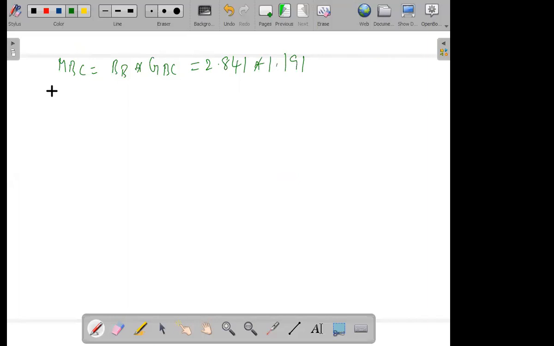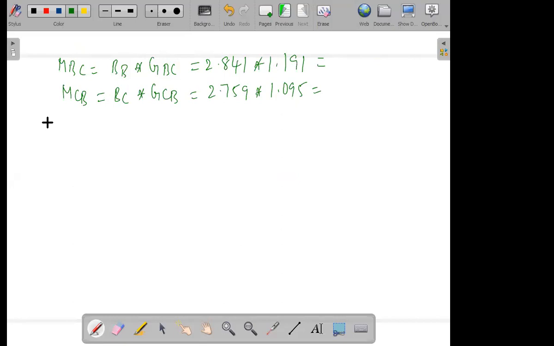Similarly, I want to calculate MCB. MCB is equal to BC into GCB. Okay. So 2.759 into 1.095.